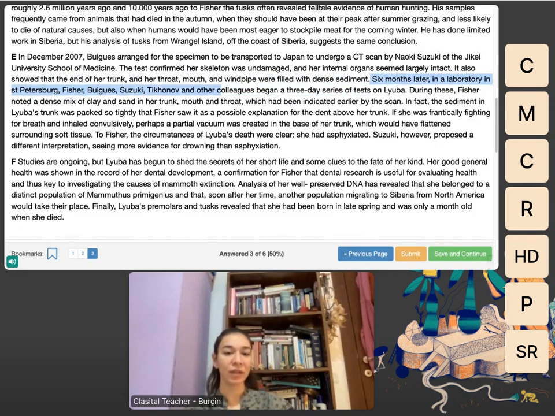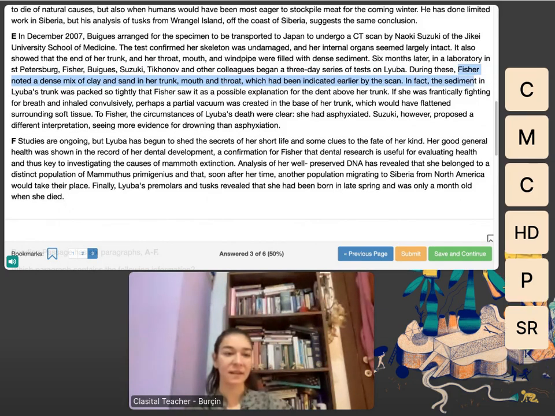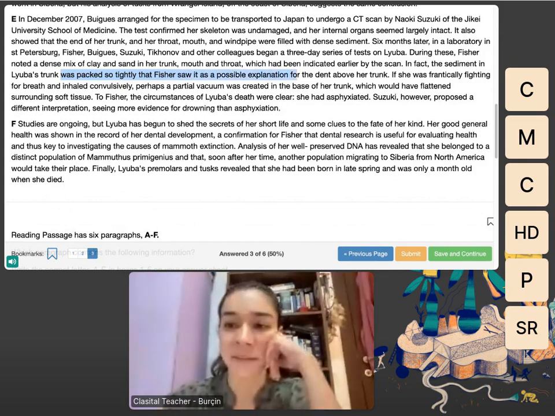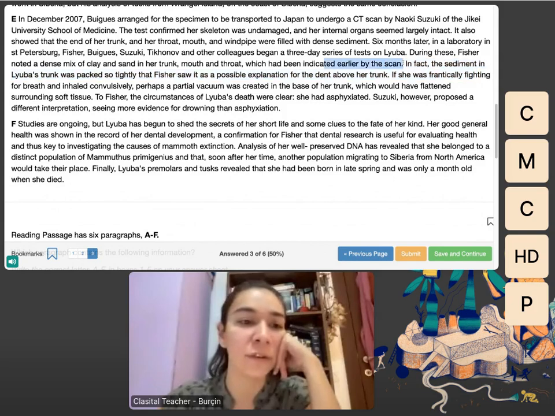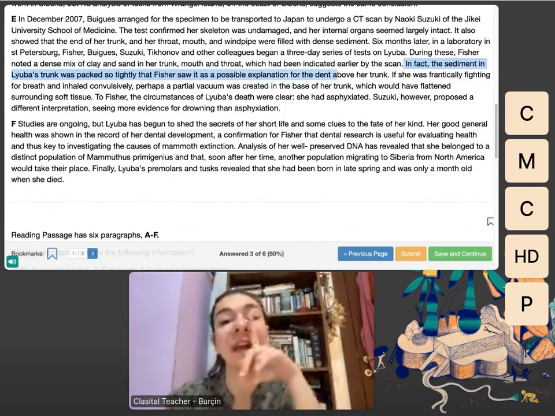Fisher, Boogie, Suzuki, Tikhonov, and other colleagues began a 3-day series of tests on Luba. During this, Fisher noted something in her trunk, indicated by a CT scan. In fact, the sediment in Lullaby's trunk was packed so tightly that Fisher saw it as a possible explanation for the dent above her trunk.